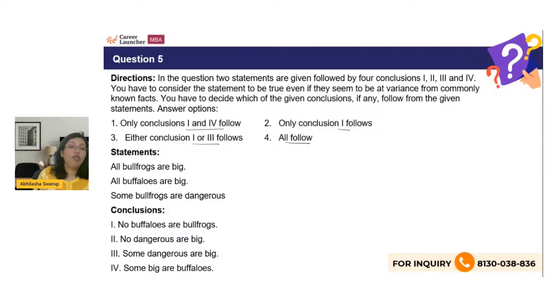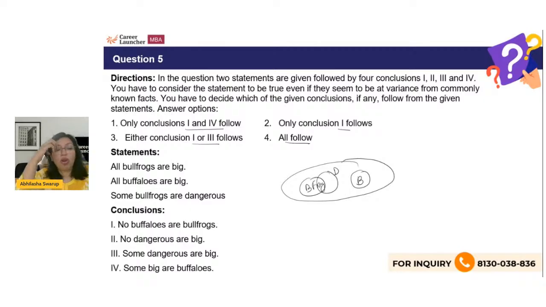Okay. All bullfrogs are big, all buffaloes are big. So here is big. Here are bullfrogs. And here are buffaloes. And then we say some bullfrogs are dangerous. So of course these could be dangerous bullfrogs. Now can I say that no buffaloes are bullfrogs? It's possible, but this also is a possibility of buffaloes. So therefore I cannot say that. No dangerous are big. Again, I cannot say that because from affirmatives I cannot get a negative answer.